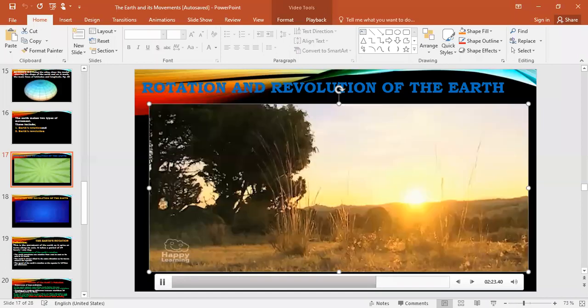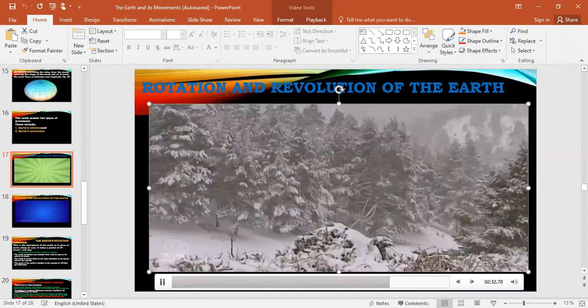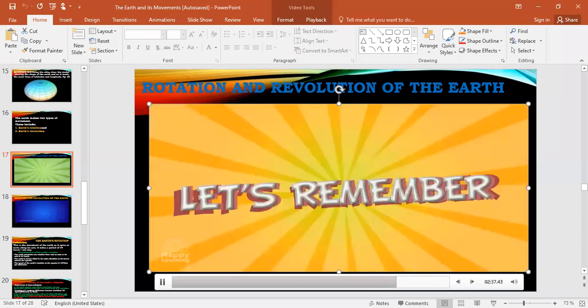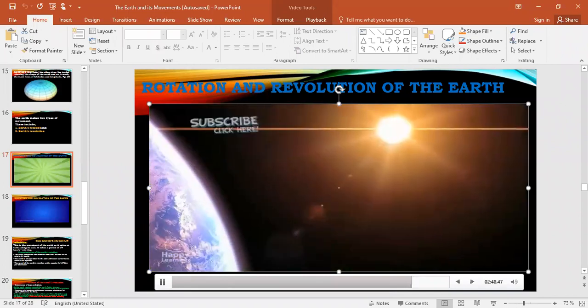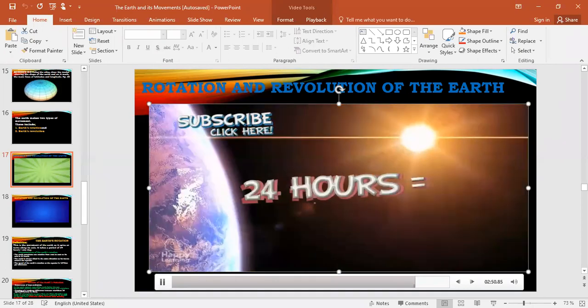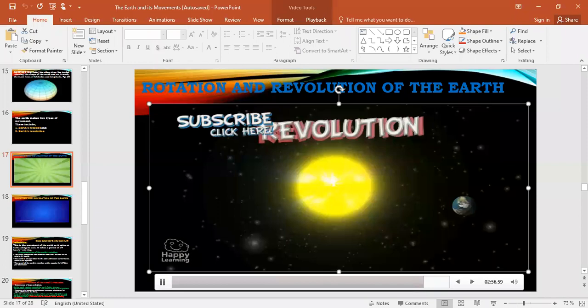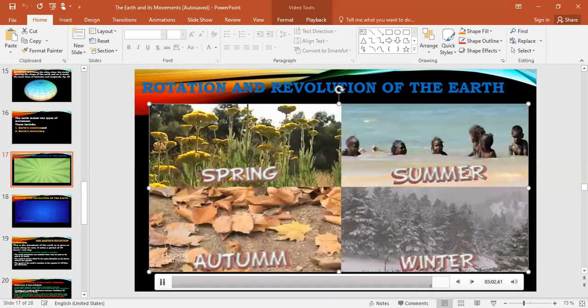The hot summer full of fun. The autumn when leaves fall from the trees to the ground. And the cold and frosty winter. So let's remember the two kinds of movement that the Earth makes. There is rotation, which is the Earth turning around itself, causing day and night, which lasts exactly 24 hours, the same as a whole day. And there is revolution, which is the Earth traveling around the Sun, which takes 365 days and causes the seasons.